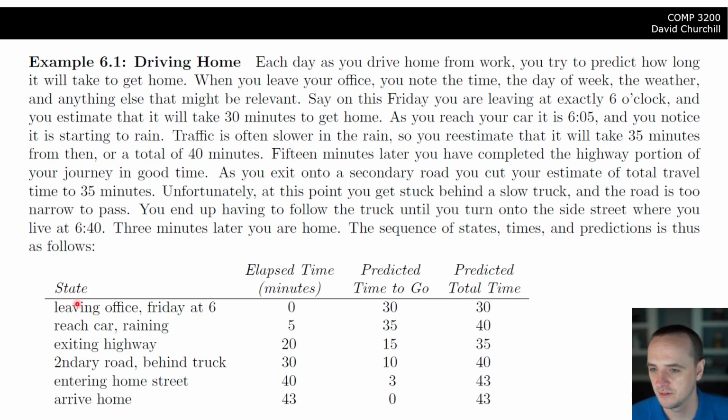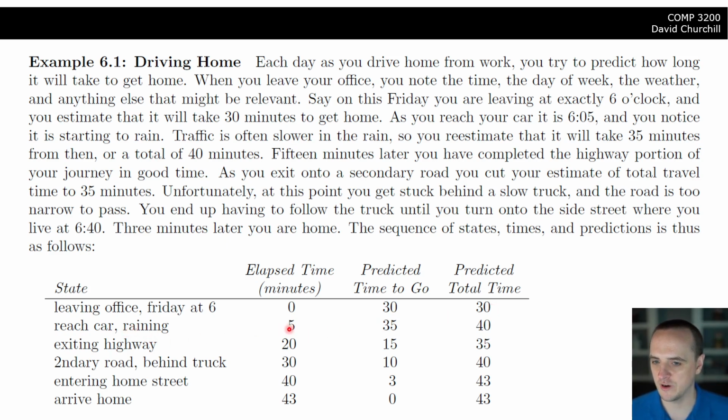So, here's the state. Here's the elapsed time. Here's the predicted time to go. And here's your predicted total time, okay? So you were leaving the office on Friday at 6. No time has passed yet. Your predicted time to go from this point until the end is 30 minutes. So your predicted total time is 30 minutes, right? If no time has elapsed and you think I have 30 minutes left, then there's 30 minutes total.